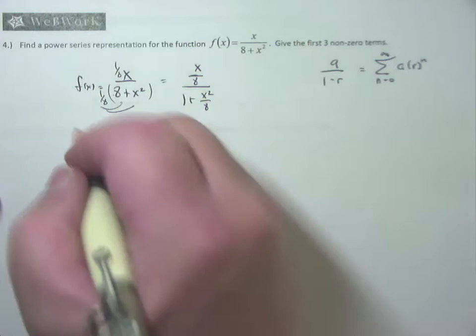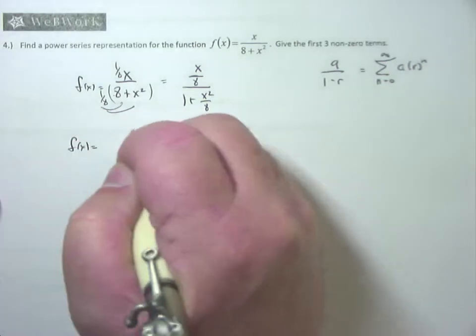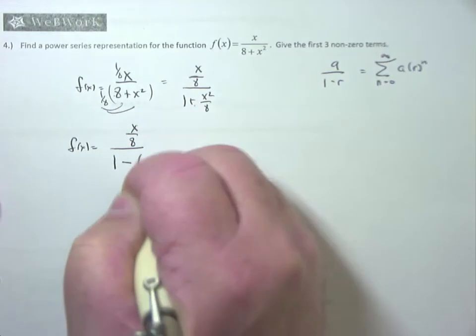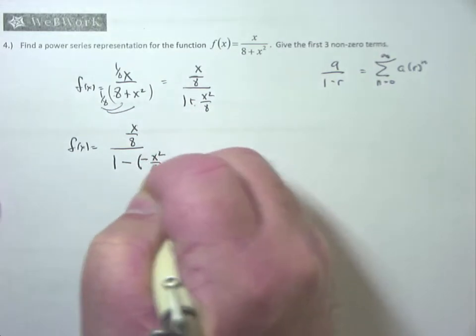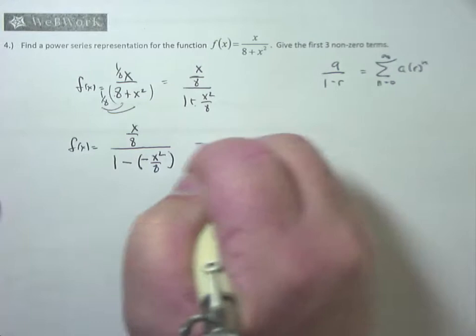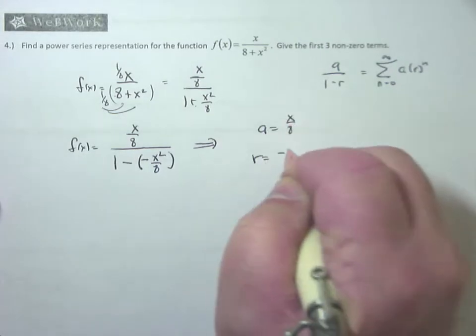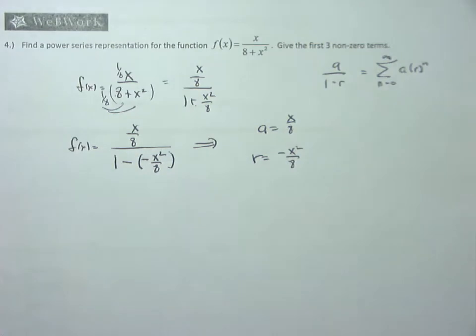Now I got to get the minus in here. So f of x is going to be x over 8 divided by 1. To change a plus into a minus will be minus a negative x squared over 8. This right here tells me a is equal to x over 8 and r equals negative x squared over 8.